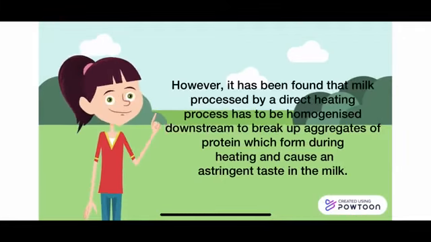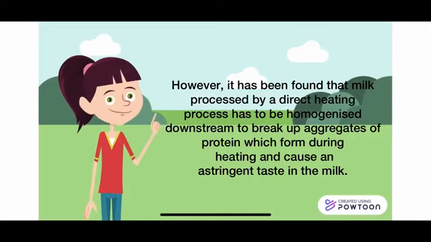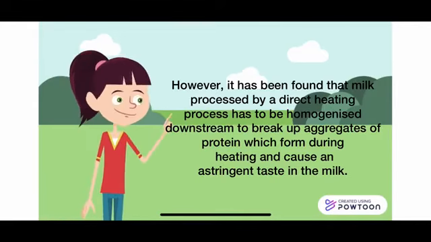However, it has been found that milk processed by a direct heating process has to be homogenized downstream to break up aggregates of protein, which form during heating and cause an astringent taste in the milk.